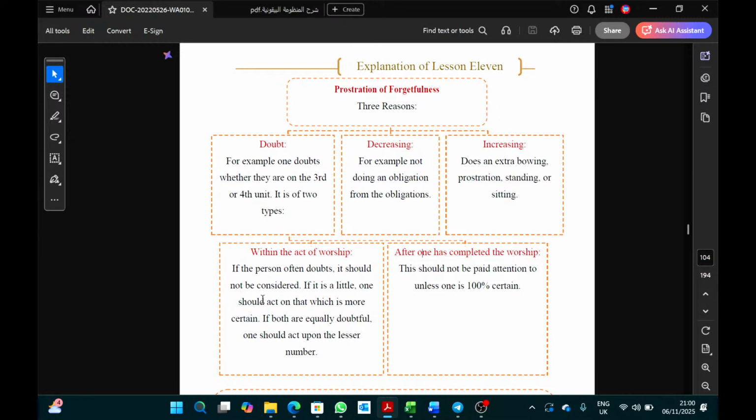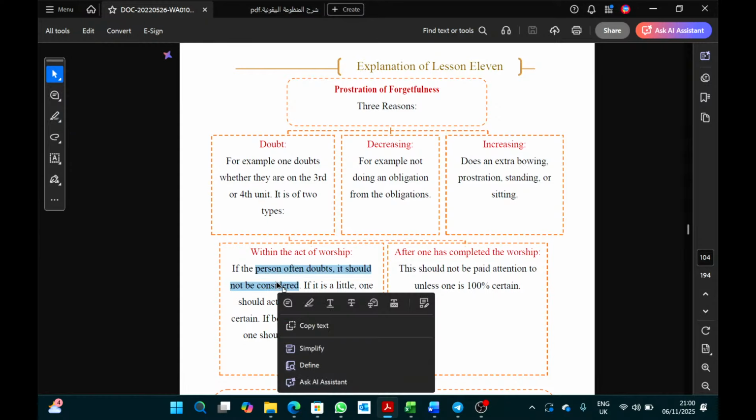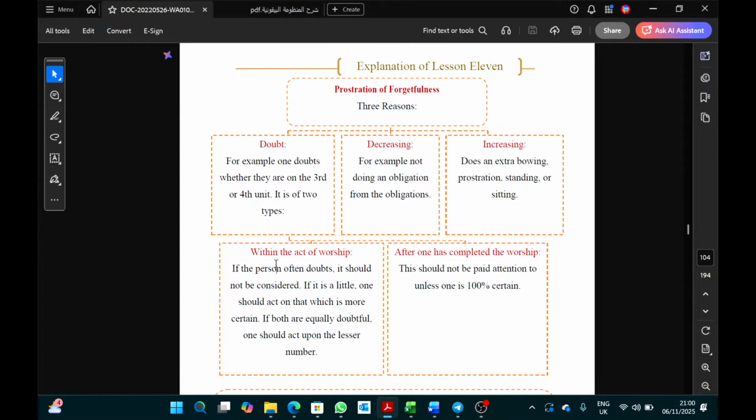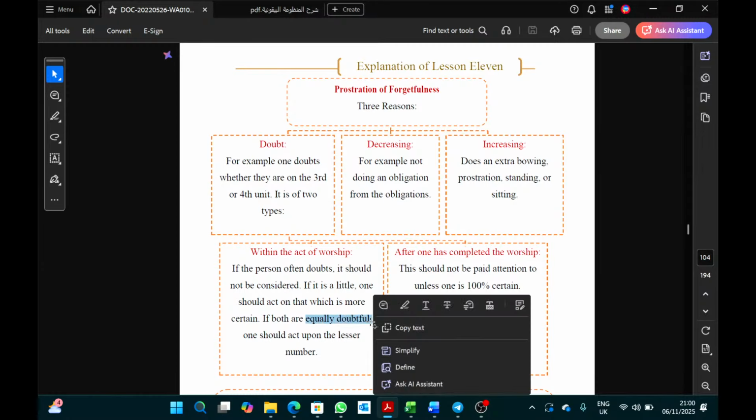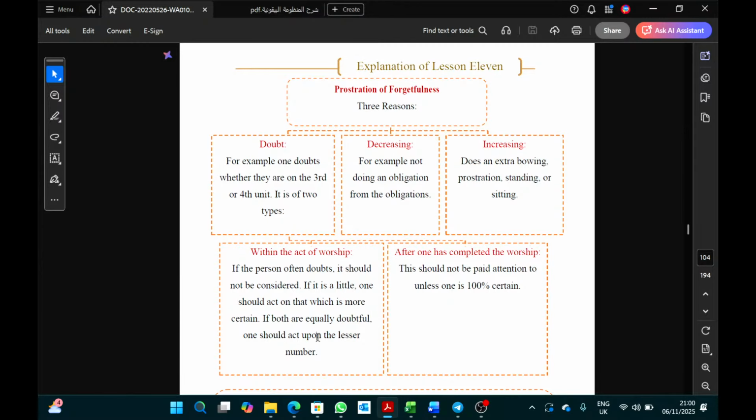But during the salah, if you're somebody that doubts often, like nearly every salah, every second salah, you have doubts, you just ignore it. You don't worry about anything. Because this person has waswas, and the more you think about it, the more you act upon it, the stronger it gets. But if it's a little, you should act upon what's more certain. I.e., if you're like 90% sure I did this, you stick to that. But if it's doubt, i.e., they're both equal, 50-50, I don't know, then you should act upon the lesser number. That's what we explained.